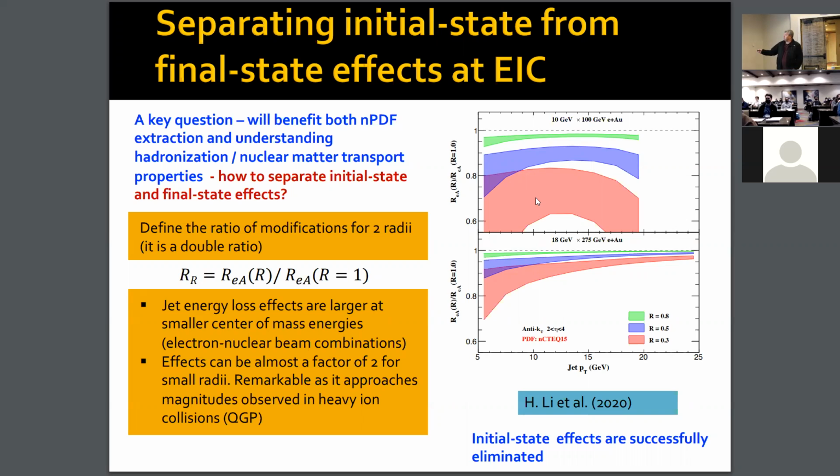And now if we go to the realistic case, this can actually be done. Those are 10 GeV electrons on 100 GeV protons or nuclei. This can definitely be done at the EIC. You see that when we go from a large jet radius to a small jet radius, we start to see very large suppression. For the smallest radii, this suppression is not exactly a factor of two, but it's pretty close to a factor of two. And this is what we saw in the quark-gluon plasma. It's quite remarkable that in cold nuclear matter, we can get effects nearly as large as in the quark-gluon plasma. So that's a promising way to go after it.